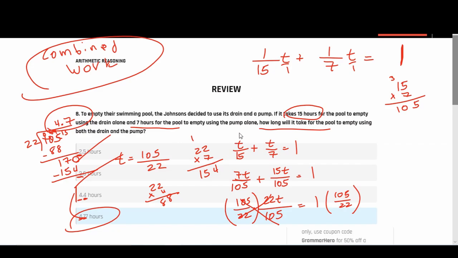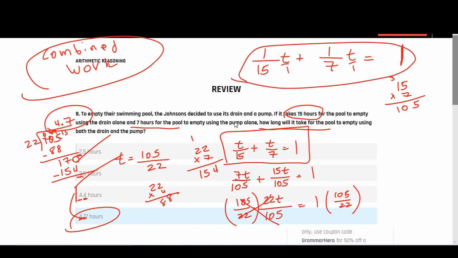Again, this is how you set up combined work problems. You figure out how much they can do per hour, 1/15 of the pool per hour, 1/7 of the pool per hour. You add a variable time to do one pool together, and you get your answer. Again, try to understand what I did there. If you see a combined rate problem, these are the steps you have to take to set it up.